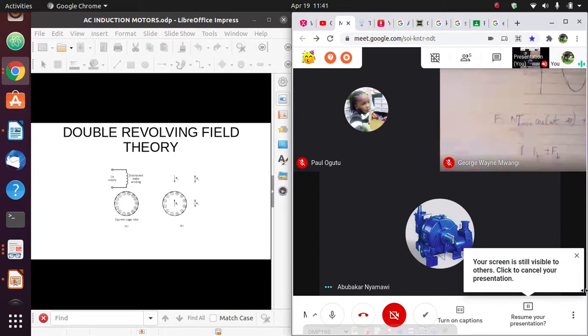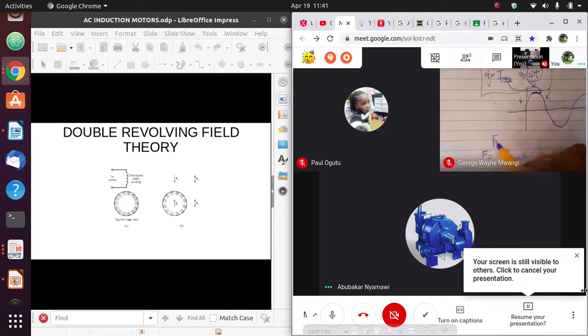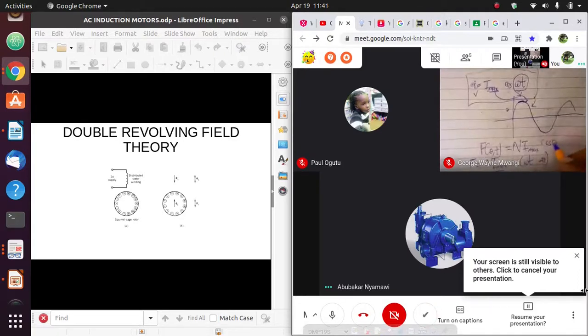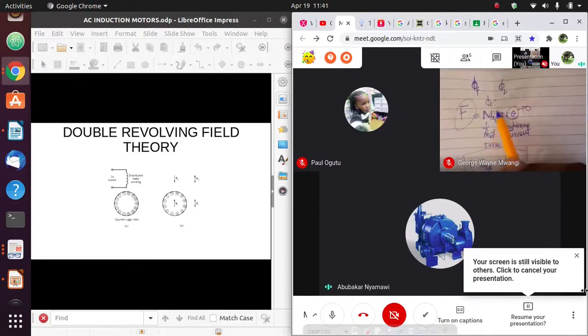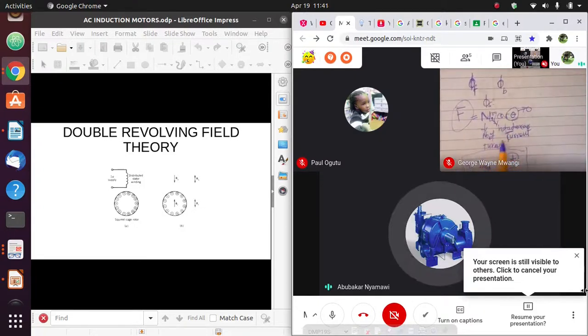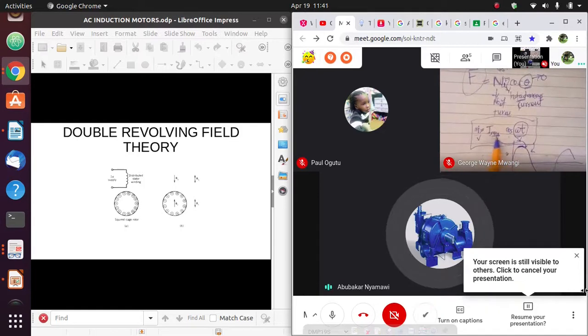Now, the force at a particular angle, at a particular time, will be given by N I max cos omega t times cos theta. What I've done is I've taken this formula of the force being produced by flux, and we have seen that the instantaneous current is given by the maximum.